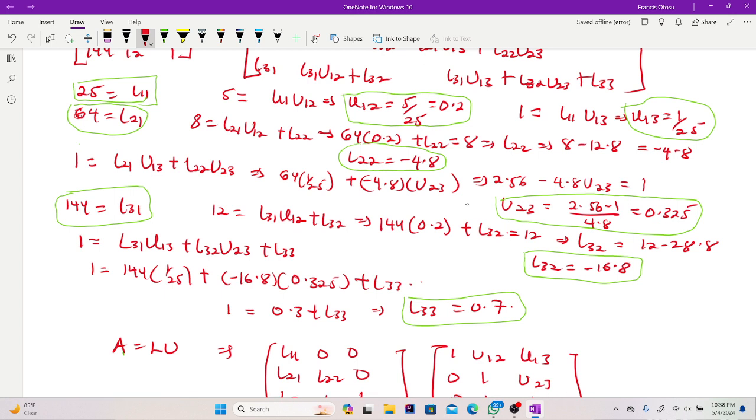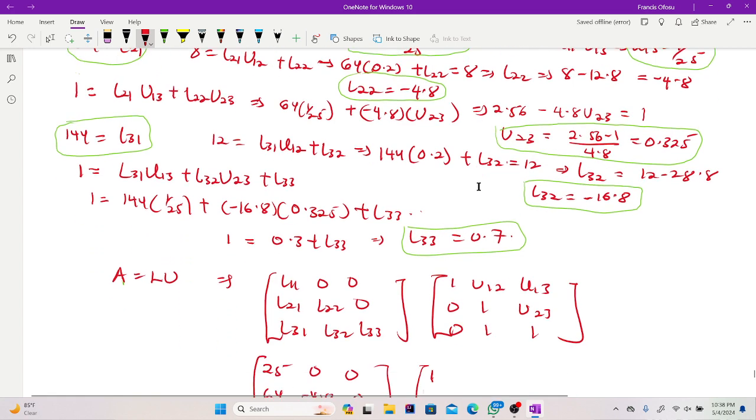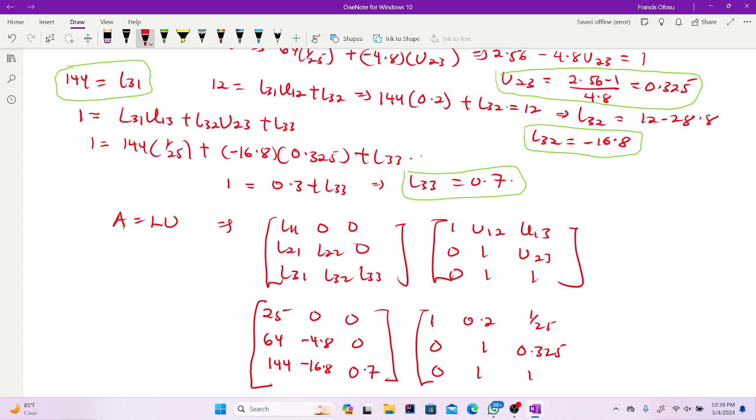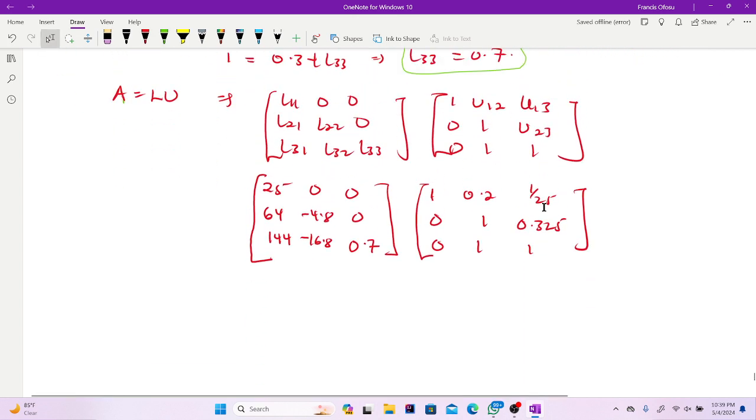So U12 is 0.2 from this side. And U13 is 1 over 25. So we simply write 0.2, 1 on 25. I have 0, I have 1. I need U23. U23 is simply 0.325. So 0.325. Then I have 0, 1, 1. So I'm done with my decomposition. And once you're done with your decomposition, it means that you are almost done.